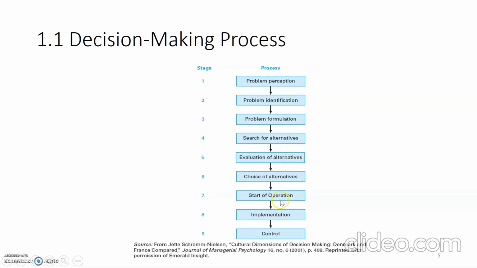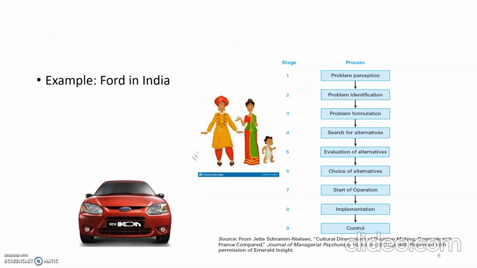Next, we start our operation, we implement our strategy, and then we implement control. Control here, if you can still remember what you learned in basics of management, is just a measure of how effective your decision making is in comparison to the problems.